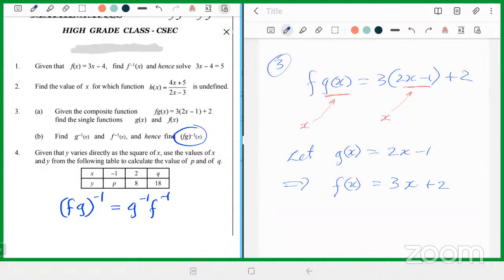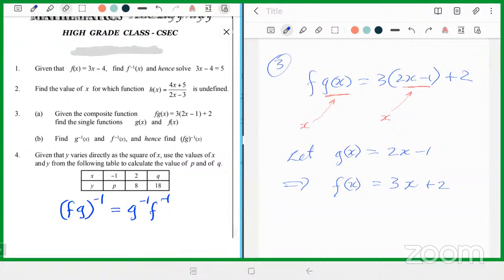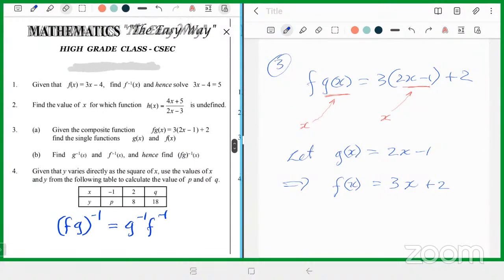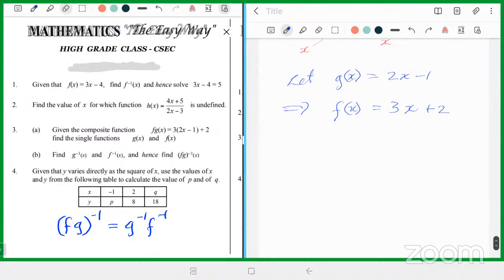All right, the hence method is always quicker, and we showed that in class on Wednesday, on Thursday. All right, so we're going to find the inverse of these two functions now. Let's go for part B. So in part B right here, let's start with g first.